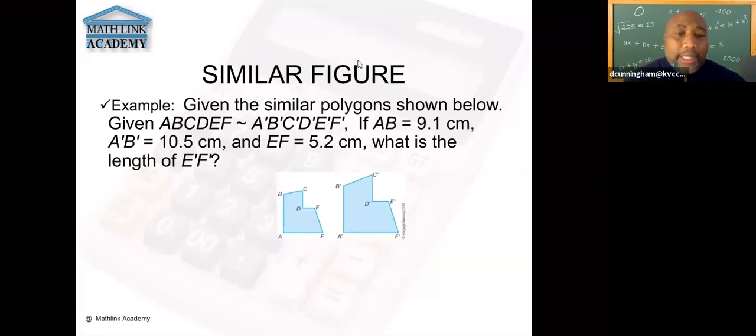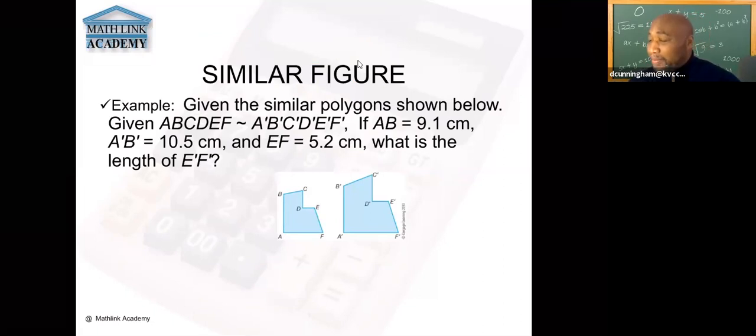So let's look at an example. Let's do one right now. Given the similar polygons shown below, we have A, B, C, D, E, F, similar to what we did earlier, and we have A prime, B prime, C prime, D prime, E prime, and F prime. In this one, I'm not going to do it on my whiteboard. I'm going to leave it on this.